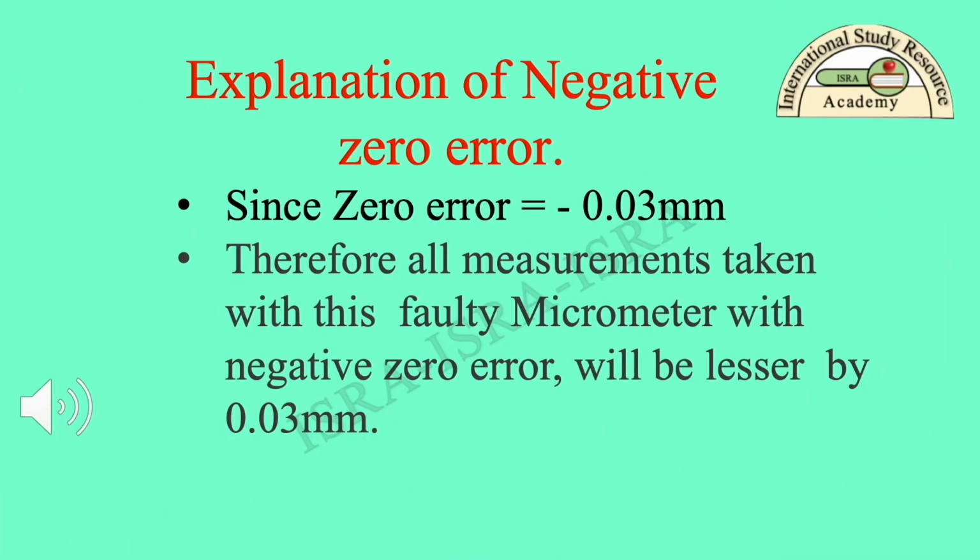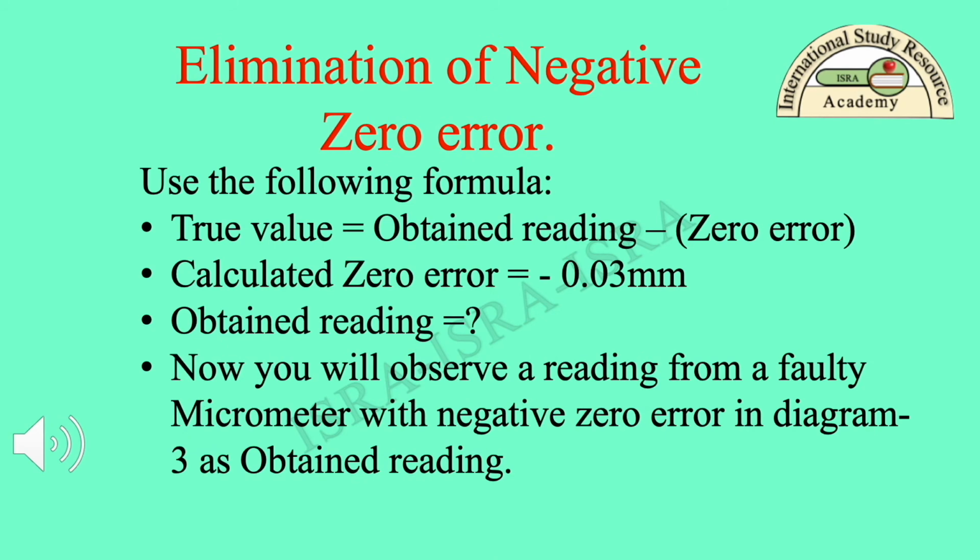Explanation of negative zero error. Since zero error is equal to -0.03 mm, therefore all measurements taken with this faulty micrometer with negative zero error will be lesser by 0.03 mm. Elimination of negative zero error. Use the following formula. True value is equal to obtained reading minus within brackets zero error. Calculated zero error is equal to -0.03 mm. Obtained reading is equal to question mark.